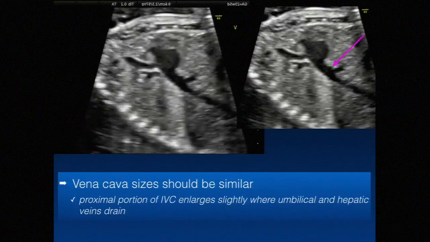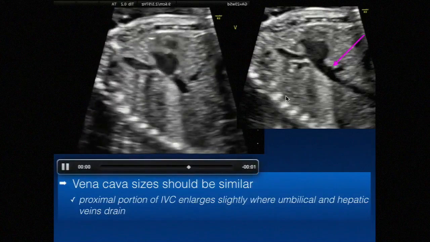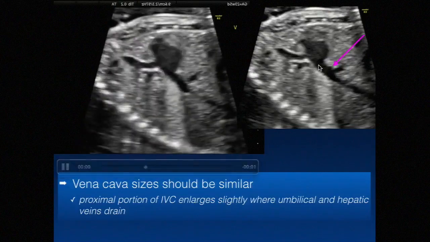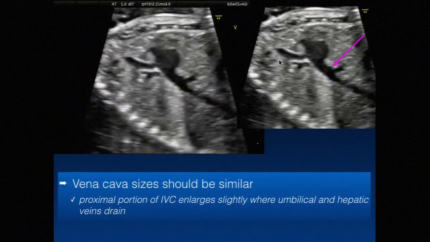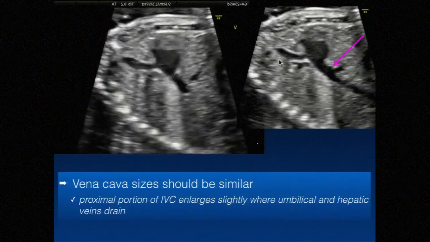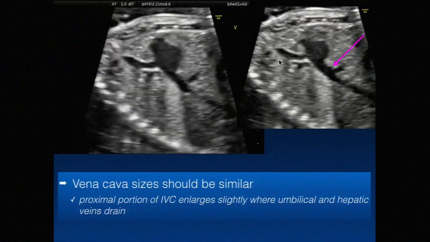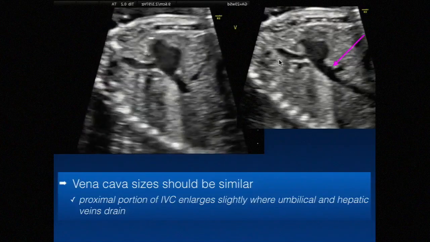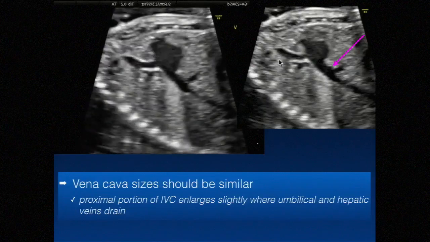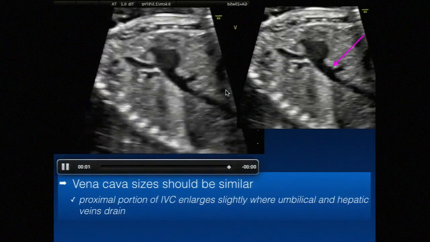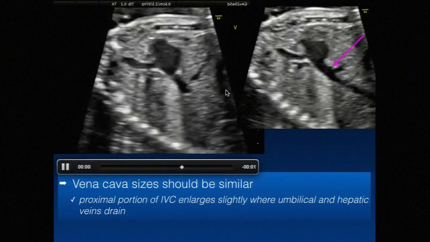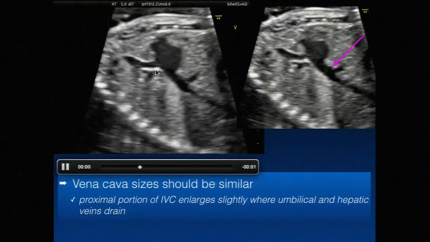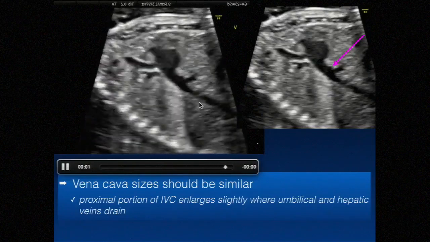And we're also looking for symmetry. We want to make sure that the IVC is coming from the liver, draining into the right atrium, SVC as well, and they should be similar in caliber. So once you start seeing any differences in proportions, you have to start thinking, where's the extra flow coming from? Why is one vessel bigger than the other? Is there TAPVR, either supracardiac or infracardiac?